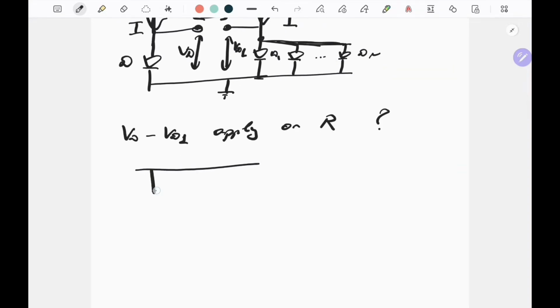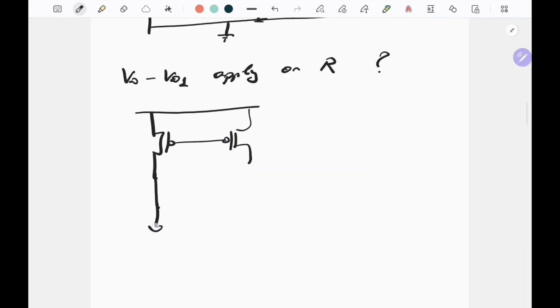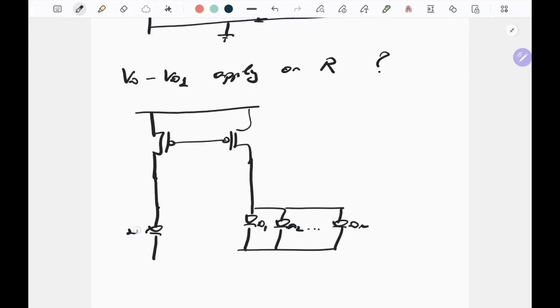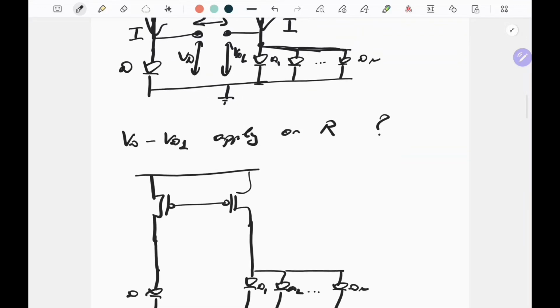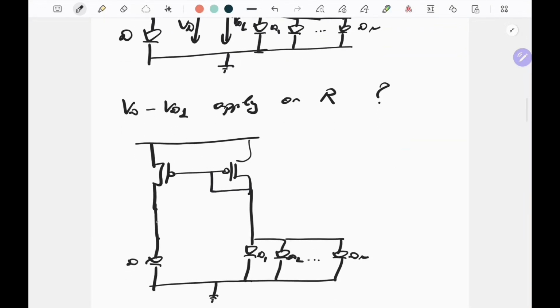So let's draw the circuit again. We have the M1 and the M2. We have the diode here and diodes here. It's called D1, D2 to Dn. And this is all grounded, and we put the resistor like this.